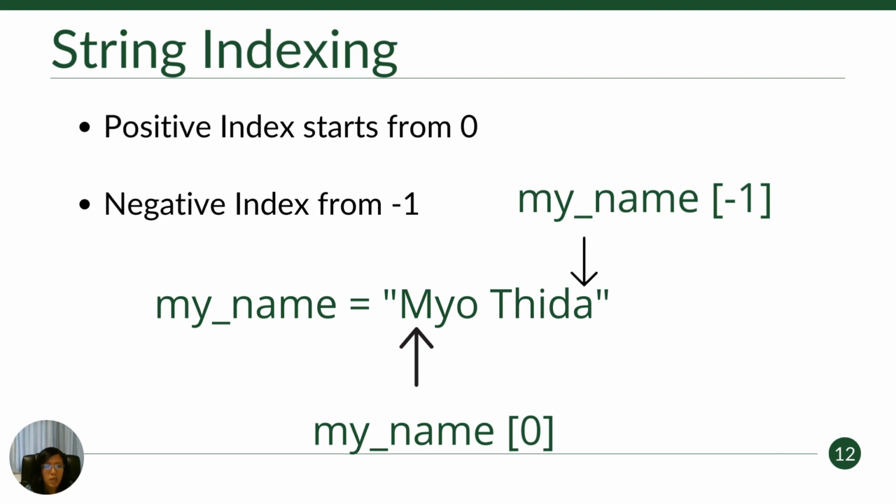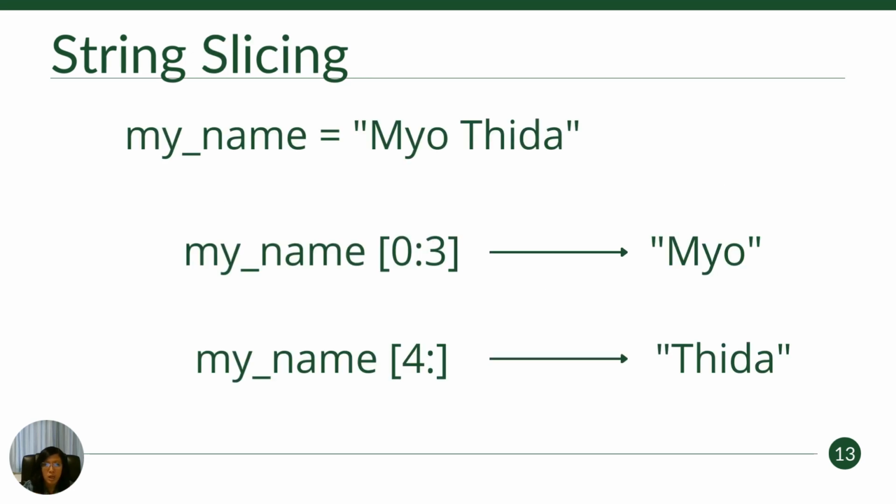myname[-2] will give you D, right? So you have to be careful about this. Okay. So are we accessing only one element? No, of course not. You can access more than one element by using slicing.